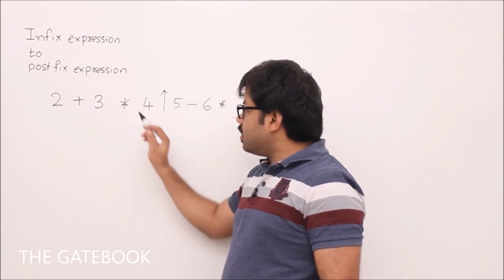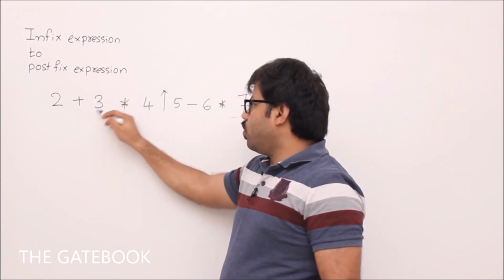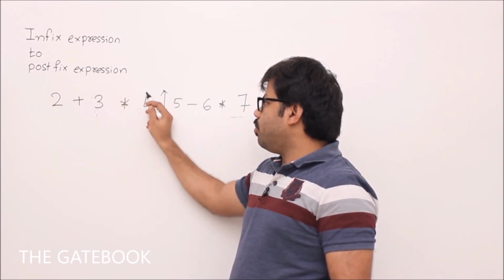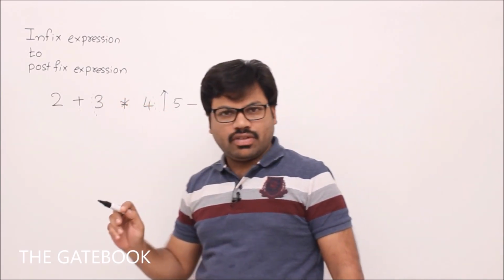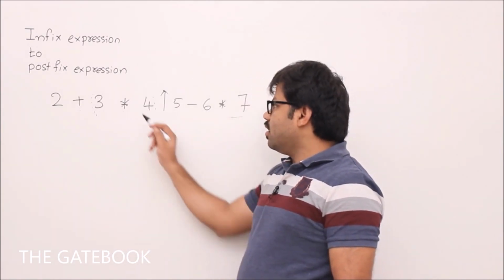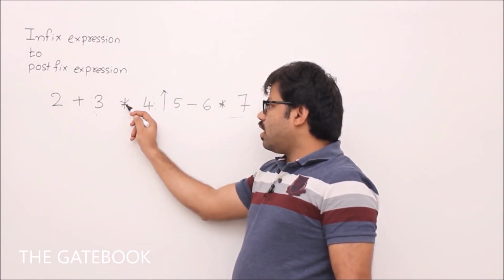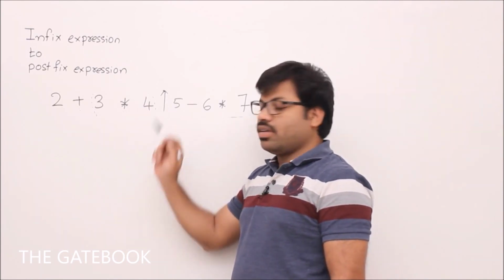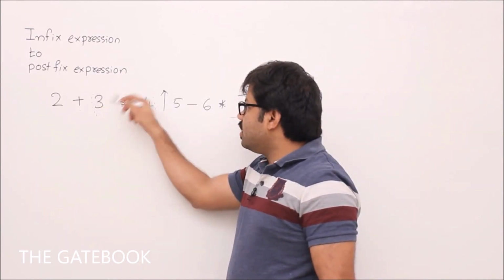Star. But it doesn't mean that 3 star 4 first. Did you put parenthesis here? No, we never put. Why? Ask yourself. Then your brain tells that star is not the ultimate precedence operator. There is a better operator than star. What is that? Power. That's the reason we don't parenthesize immediately.